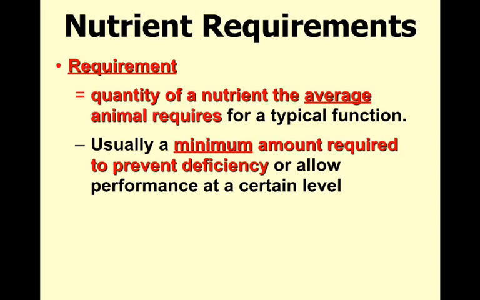Also, it's usually a minimum amount required to prevent a deficiency, or to allow performance at XYZ level. But it's usually a minimum. So we work a lot with minimums and realize that we can probably go over it. We just need to understand the implications of having higher than the required amount. And what does that really mean?